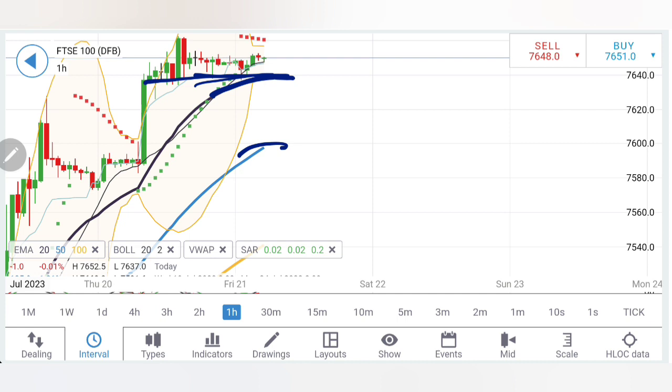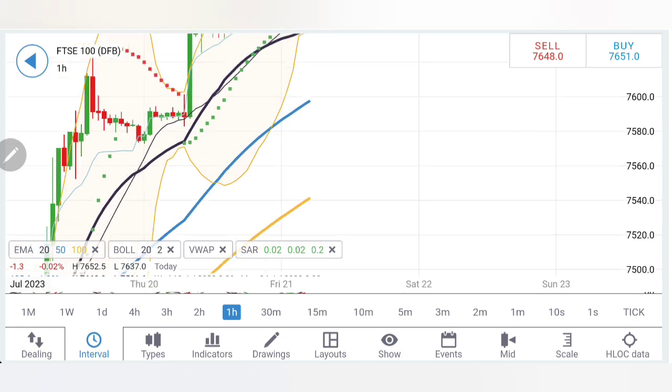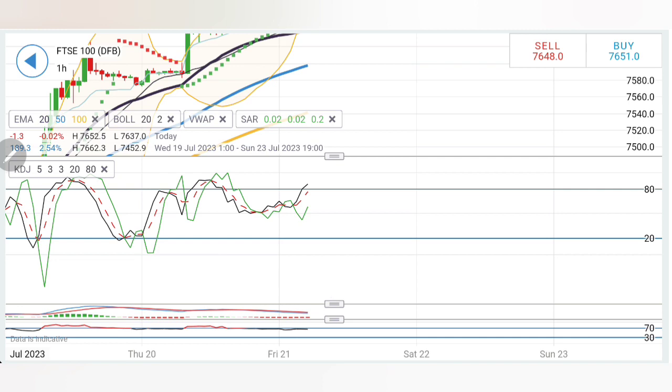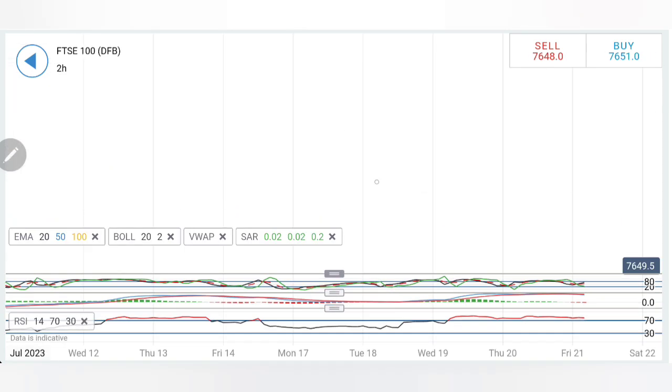Below 7630 you can stay short, but be careful till 7600, very good support, and 7580. Only and only if FTSE 100 trades below 7580 is where the bears might kick in. Stochastic overbought, MACD divergent and bearish. RSI has come out of the overbought zone.